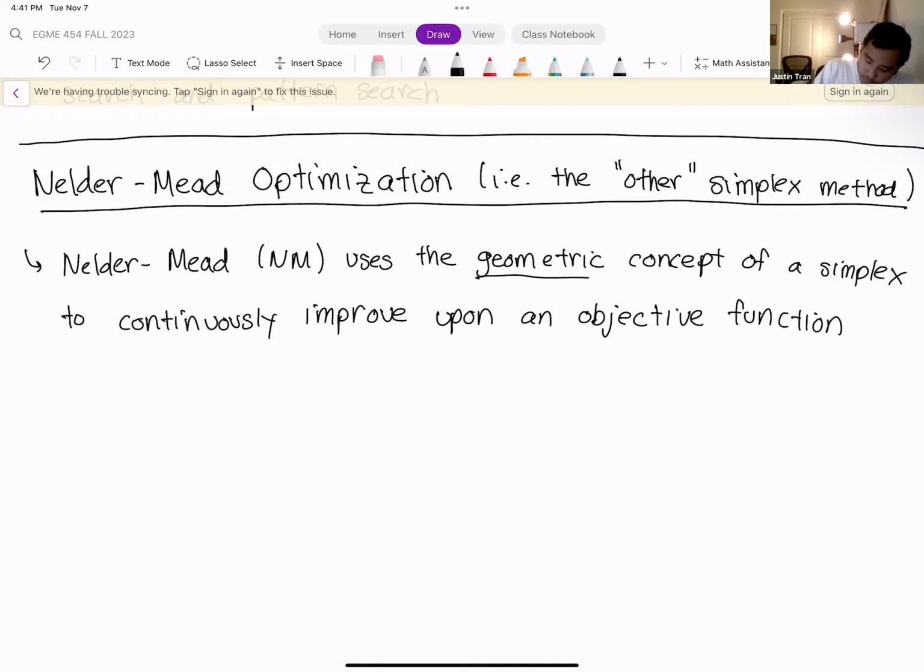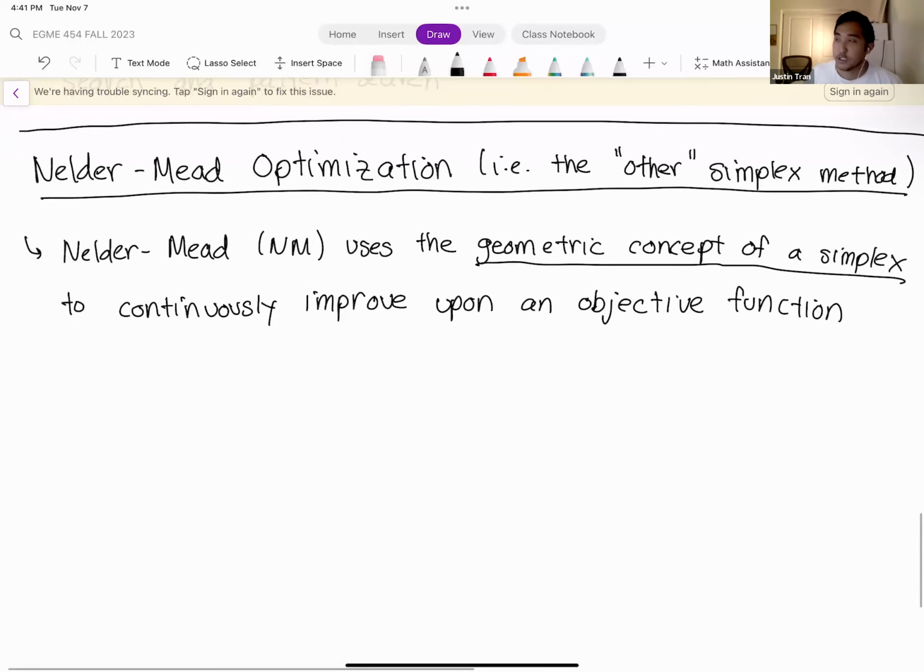Okay. And so the key here is what I've underlined, which is the geometric concept of a simplex. Like I mentioned before, we've used simplex within the context of linear programming, but we didn't really talk about the geometry of what a simplex actually is. We only talked about simplexes in linear systems. Okay, so let's define what a simplex actually is.